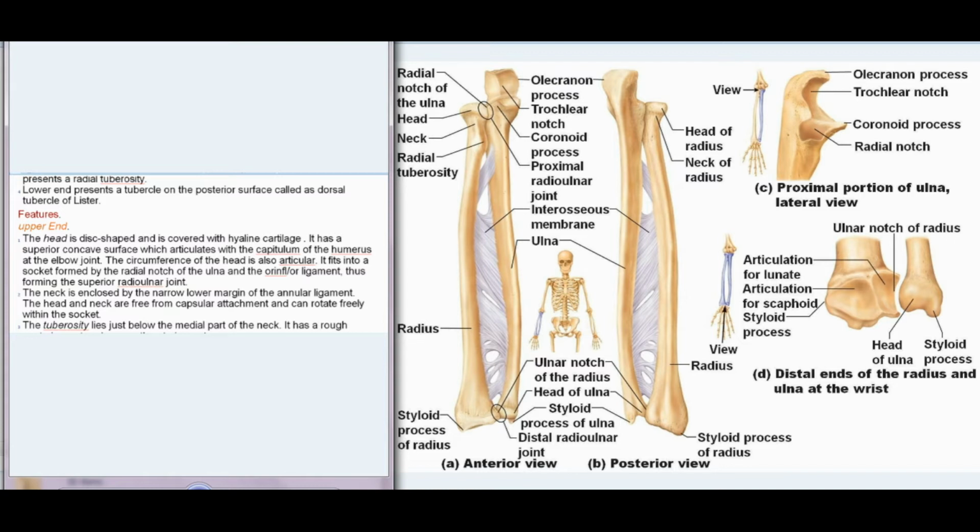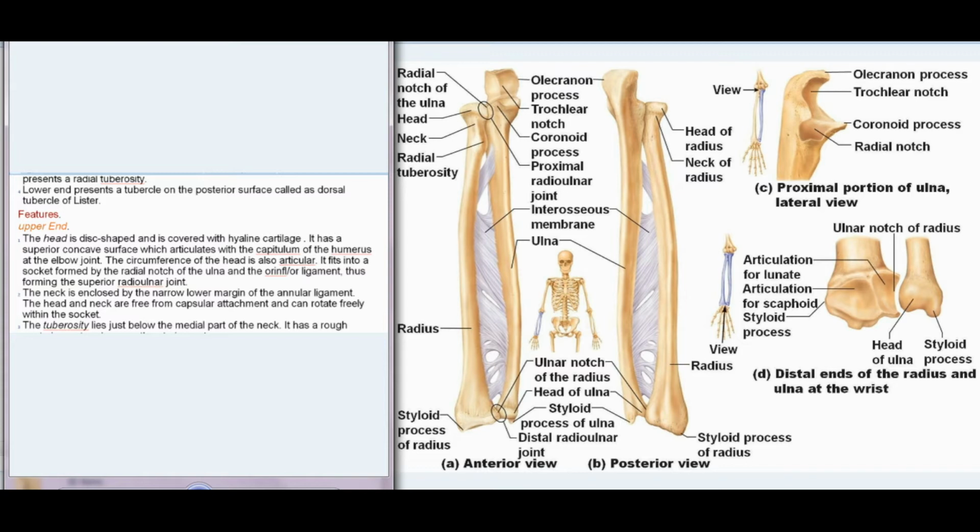Features. Upper end. 1. The head is disc-shaped and is covered with hyaline cartilage. It has a superior concave surface which articulates with the capitulum of the humerus at the elbow joint. The circumference of the head is also articular. It fits into a socket formed by the radial notch of the ulna and the annular ligament, thus forming the superior radio-ulnar joint. 2. The neck is enclosed by the narrow lower margin of the annular ligament. The head and neck are free from capsular attachment and can rotate freely within the socket.